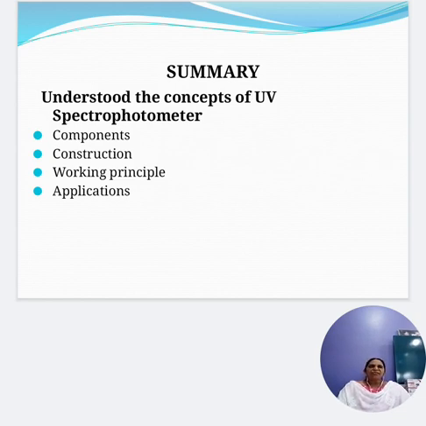So this is the working principle of ultraviolet spectroscopy. And we have studied its applications. They are used for qualitative analysis, quantitative analysis of compounds, and detection of impurities. Ultraviolet spectroscopy is used to determine the percentage of various keto and enol forms present in tautomeric equilibrium. It is also used in chemical kinetics to study the kinetics of reactions.